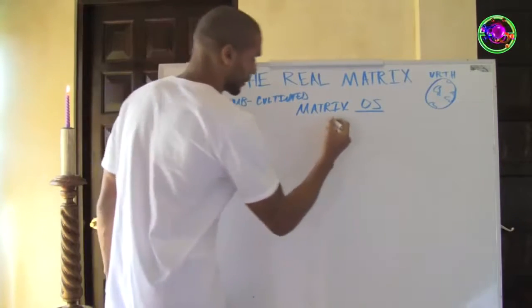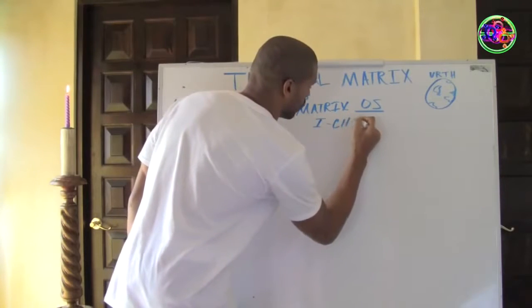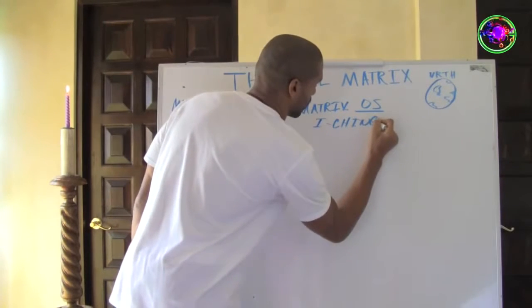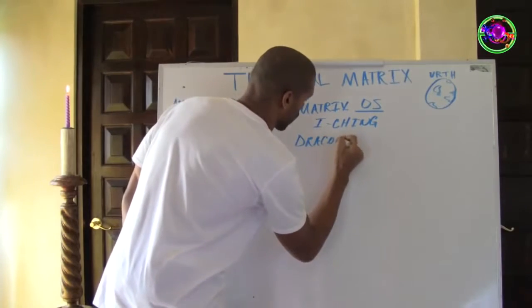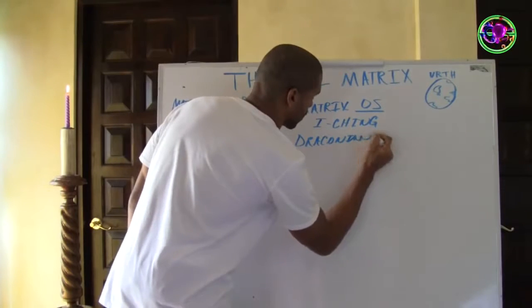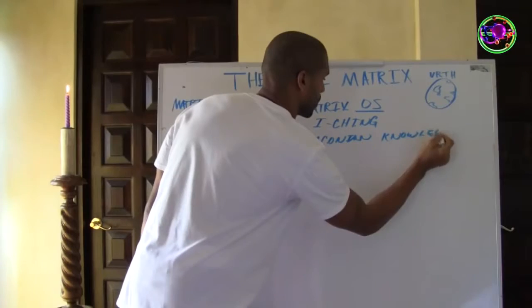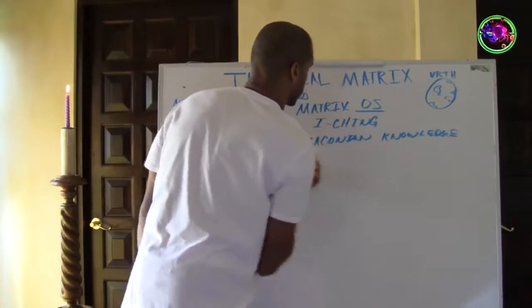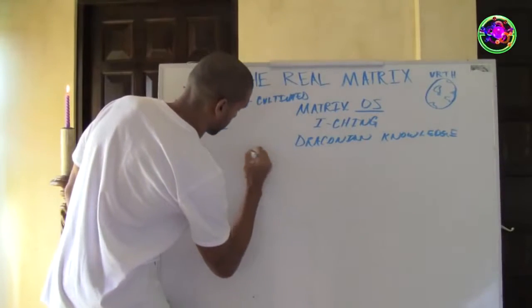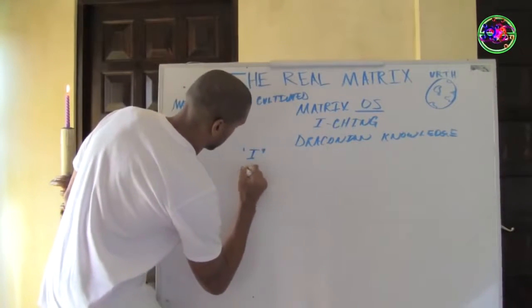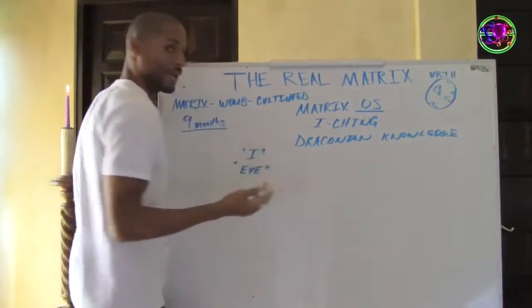That equipment was advanced. So Matrix OS is based on a system used by those who are practicing what can be called draconian knowledge, or dragon knowledge. Because in China, I, which we spell this way also, I means dragon.